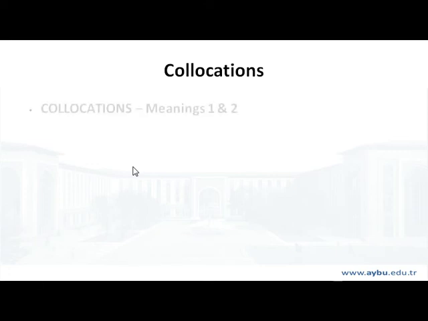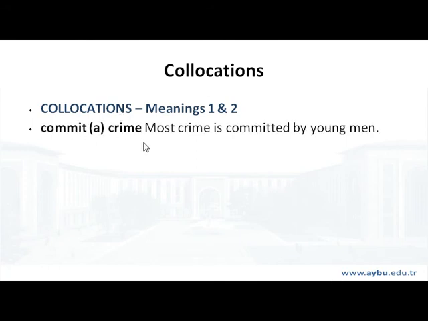of language. So about crime, we say commit a crime. "Most crime is committed by young men." If you translate from Turkish to English, and if you think in your mother tongue, I mean your Turkish language, most of my students, because of not knowing the collocation of crime, say do, or I don't know, have. So these are wrong. We say commit crime.